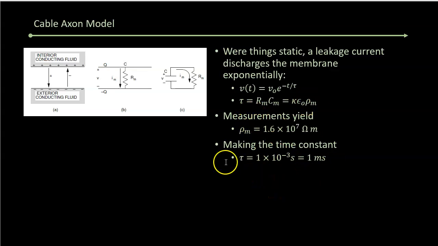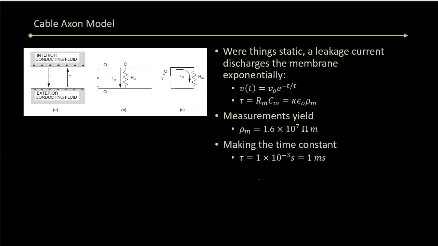If you look at all of that in terms of what would be going on, it's a typical exponential decay. The membrane resistance times the membrane capacitance gives you your time scale for this. In this case, it's the dielectric constant kappa times epsilon naught, the permittivity of free space, times the resistivity of the membrane. If you measure the resistivity of the membrane on the axon, you get around 10 to the 7th ohm meters, and so the time constant is around 1 millisecond.